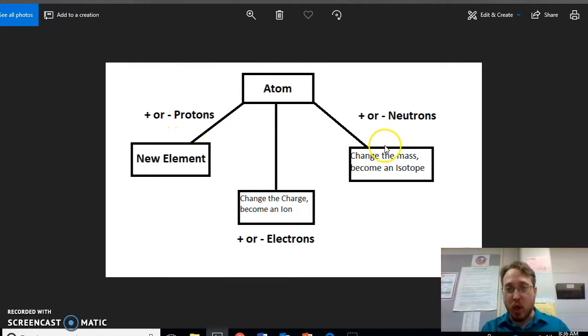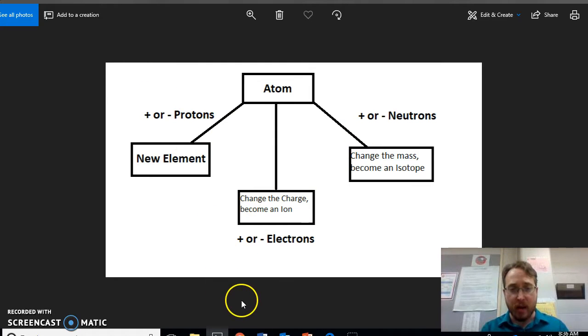Now, if you change the number of neutrons in an element, well, you are going to change the mass, but it's going to stay the same element, and we call those variations isotopes. So you will create an isotope. And if you change the number of electrons, either gaining or losing electrons, you will change the charge. It will become an ion, and it'll be either positively charged if you lost electrons or negatively charged if you gain electrons. But it'll still be the same atom. So in these two, you retain the element, but when you change protons, you change the element.